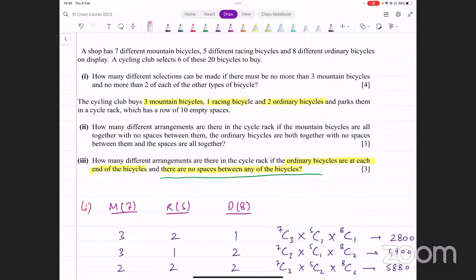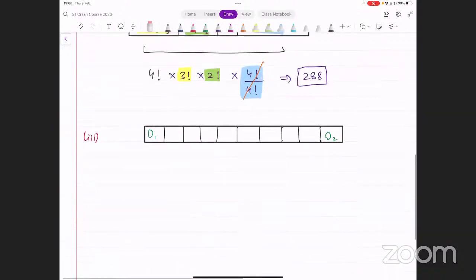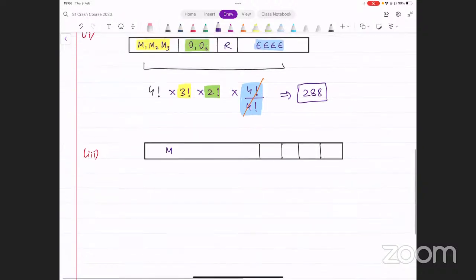So all the bicycles, all 6 of them, have to be together. Essentially what we need to do is have all the bicycles together. How do you do that in boxes representation? We used to put them in one single box. So you could merge 6 boxes and make them one. In this one big box, we're going to have 3 mountain bicycles, M1, M2, M3, and O1, O2, and R.